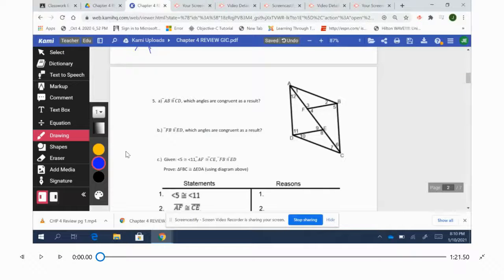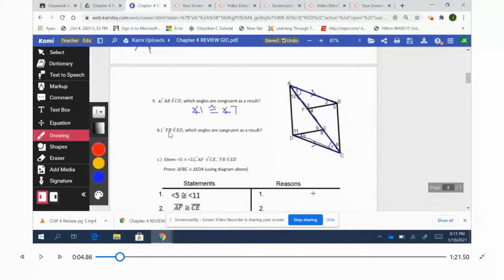So page 2 of our chapter 4 congruent triangles review. We'll begin with segment AB parallel to segment CD. Okay, so again, what we're looking for is a Z or a backward Z. You're going to see if you trace BA down to C, then over to D, you're going to get angles 1 and 7 for alternate interior angles.